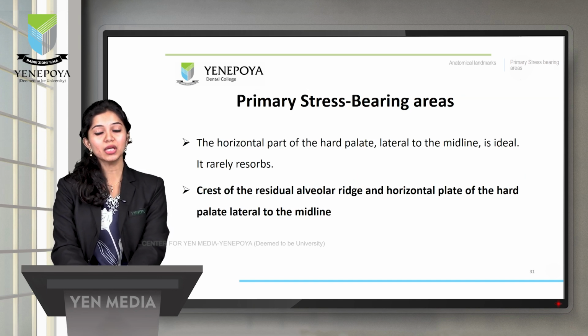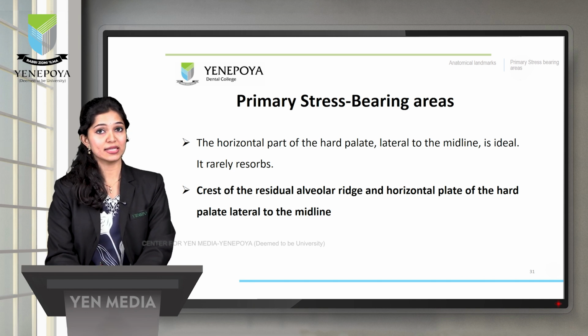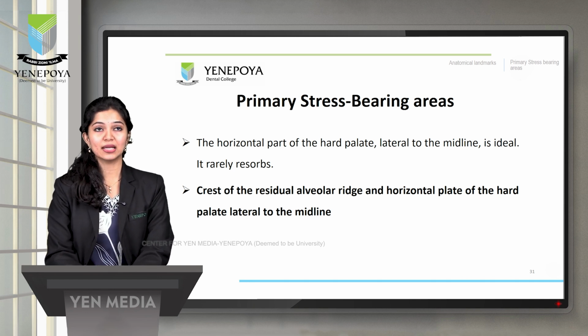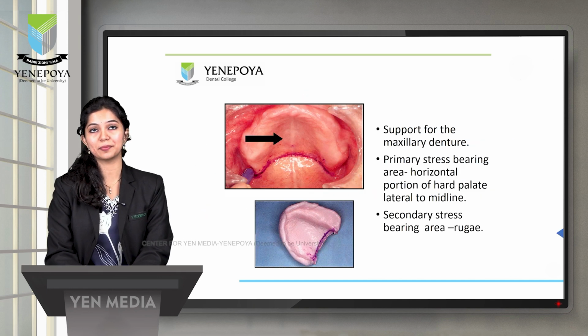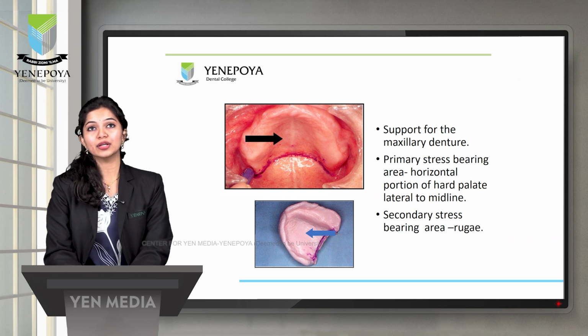Now the primary stress bearing areas are the two landmarks, and for a maxilla it is different from a mandible. For a maxilla it is the crest of the residual alveolar ridge and the horizontal plate of the hard palate, lateral to the midline. So these are the primary stress bearing areas. Why? It's because they provide good support.